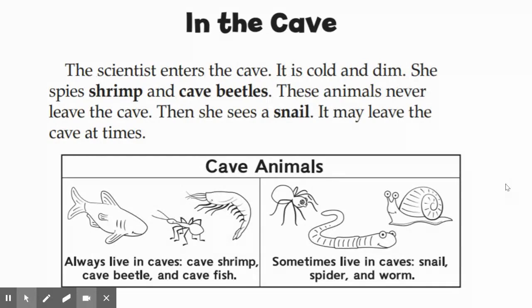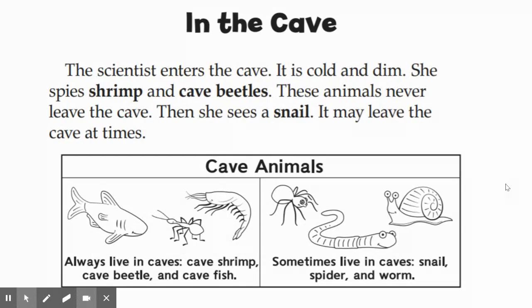So I think this narrator told me about a scientist entering a cave, describing what the cave looked like, and the animals that might live in the cave. We learned about 2 different types of animals. Animals that always live in a cave, and animals that sometimes live in a cave. I think we're ready to move on to the comprehension questions.